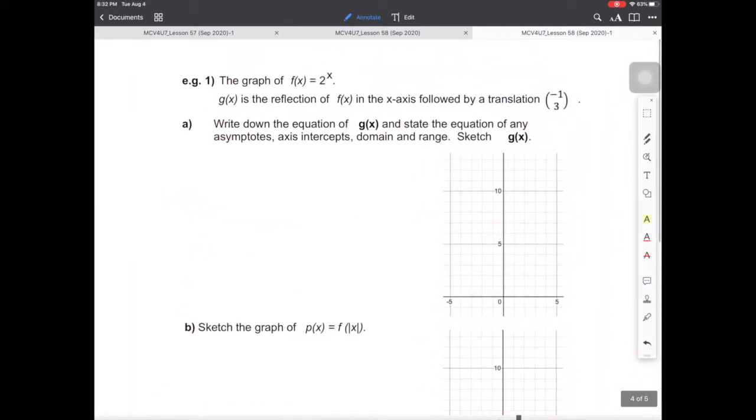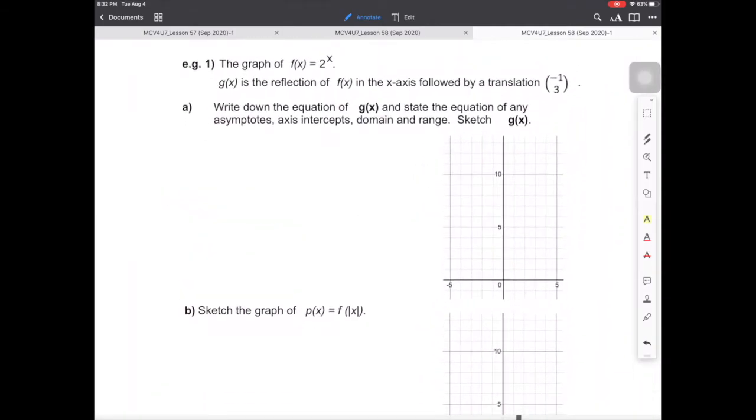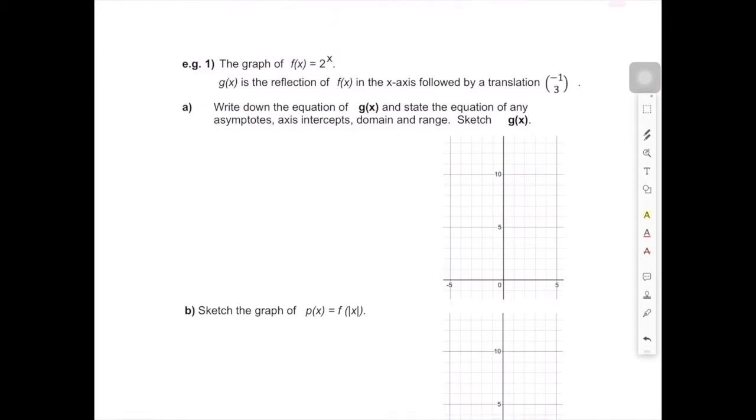In example 1, we are going to take the graph of f of x equals 2 to the power of x, reflect it in the y-axis, and then translate by -3. So that means for x, you go 1 to the left, and for y, you go 3 steps up. So write down the equation of g of x first. So let's take a look at this.